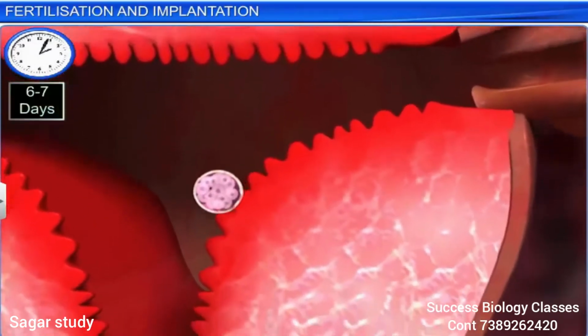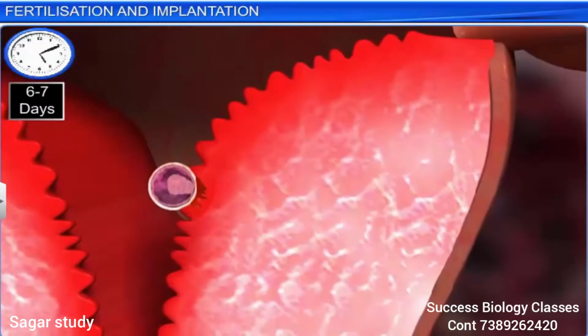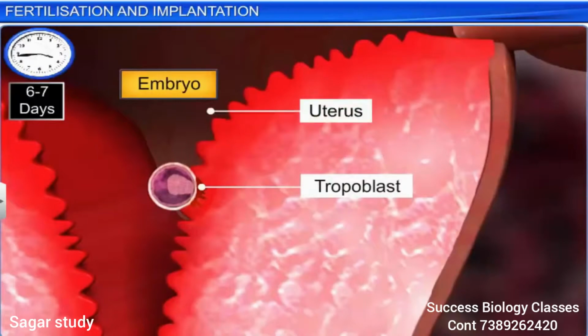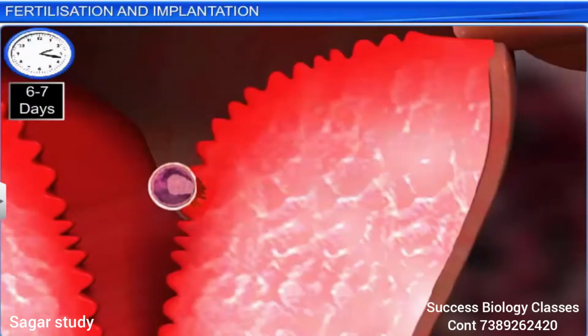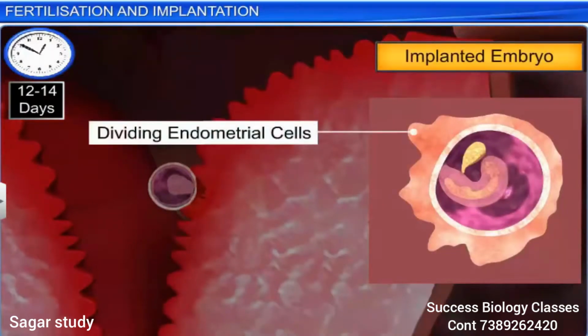Interestingly, at the blastocyst stage, the zygote, now called the embryo, gets attached to the uterus as the trophoblast grows outwards and penetrates the endometrial lining of the uterus. In response, the endometrial cells divide and start surrounding the blastocyst. This causes the blastocyst to sink and get implanted into the uterus.